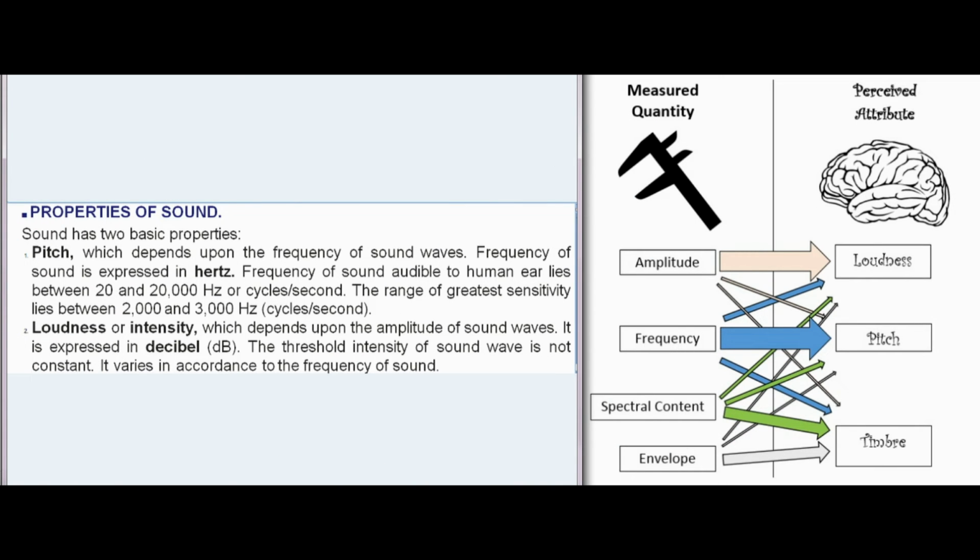Properties of sound. Sound has two basic properties: pitch, which depends upon the frequency of sound waves. Frequency of sound is expressed in hertz. Frequency of sound audible to human ear lies between 20 and 20,000 Hz or cycles/second. The range of greatest sensitivity lies between 2000 and 3000 Hz, cycles/second.